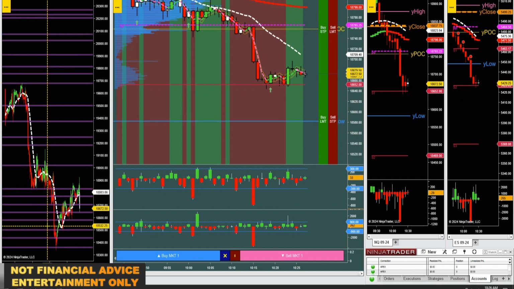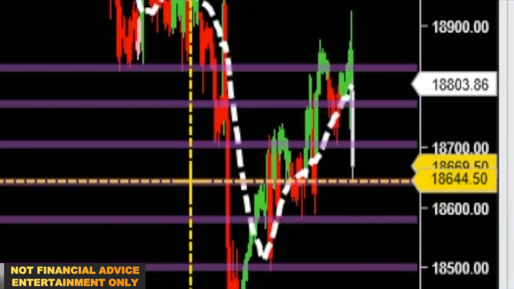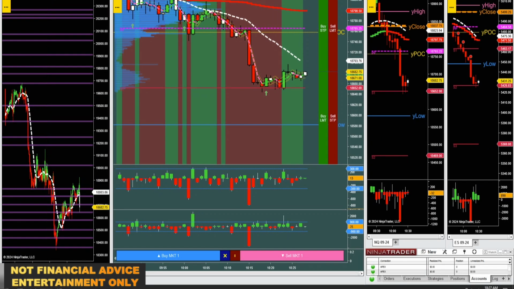I've had all these manually drawn support and resistance areas, all these purple lines on my 60-minute chart. We just came down to one at 44, touched it and bounced up over 30 points. I'm always keeping my eye on the higher time frames and the levels that I have drawn out on the higher time frames.